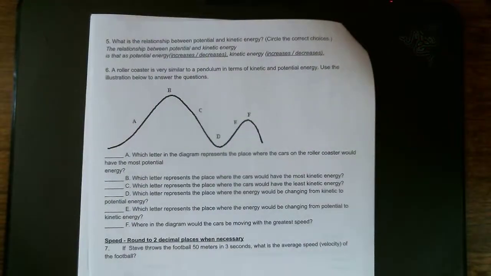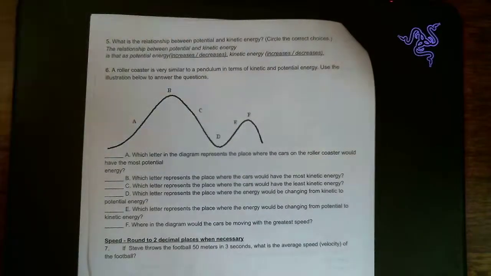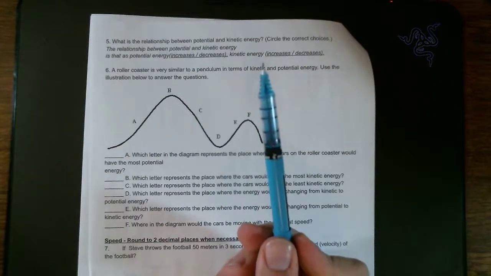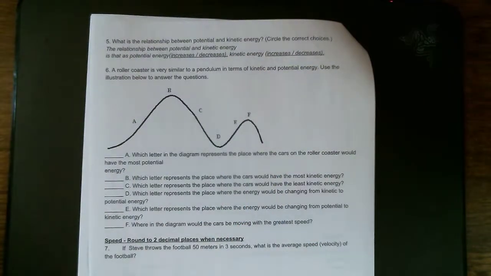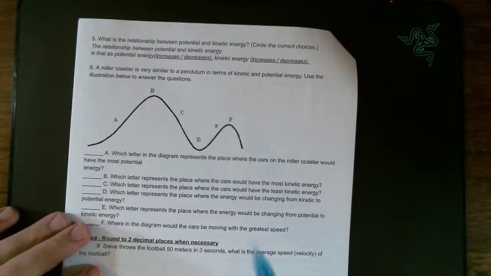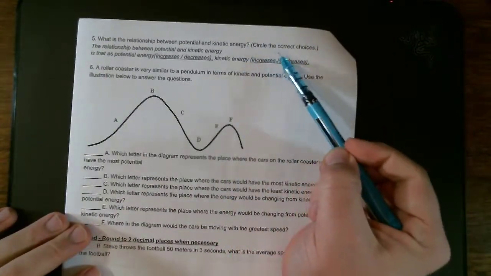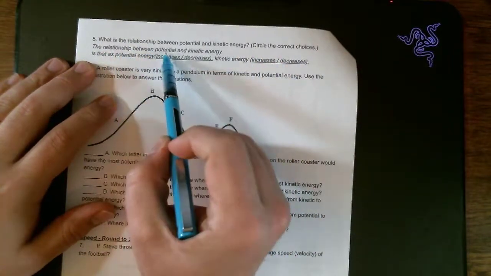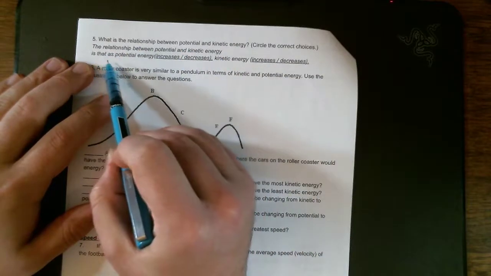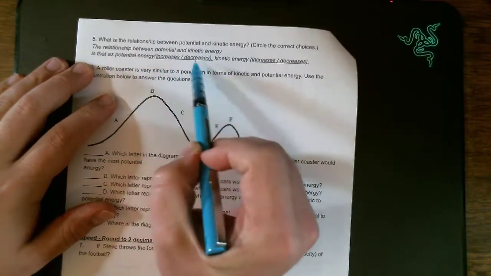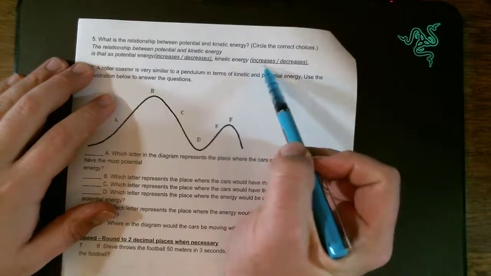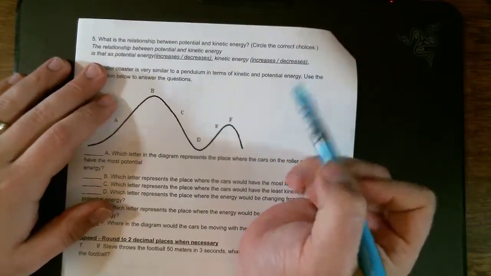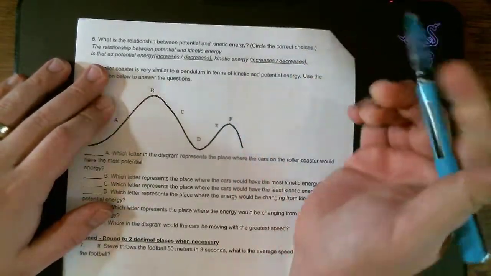Okay, question number 5 actually has 2 appropriate answers. And I'm going to circle one set in this color blue, and I'm going to circle the second set in red. Okay, so it says here, what is the relationship between potential and kinetic energy? Circle the correct choices. So, the relationship between potential and kinetic energy is that as potential energy increases or decreases, kinetic energy increases or decreases. Well, there are 2 ways that this can be correct.